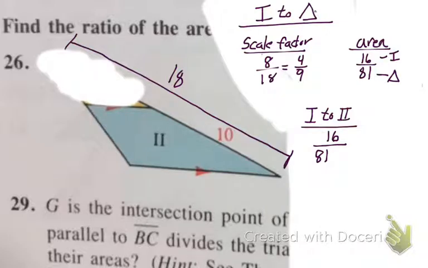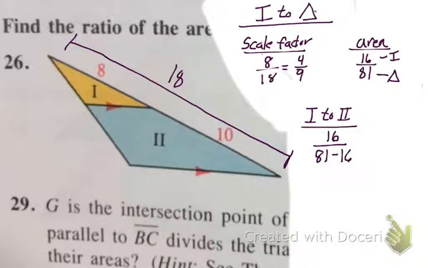I want to lop that off. So I want the whole triangle minus something. I have the whole triangle on the bottom. I know I have to subtract something away from it. And I want to subtract this small section's ratio. Well, that small section's ratio is 16. So it'd just be 16 over 81 minus 16.